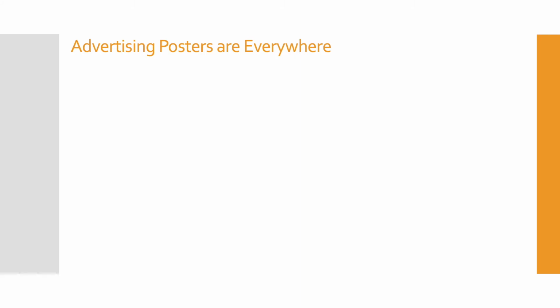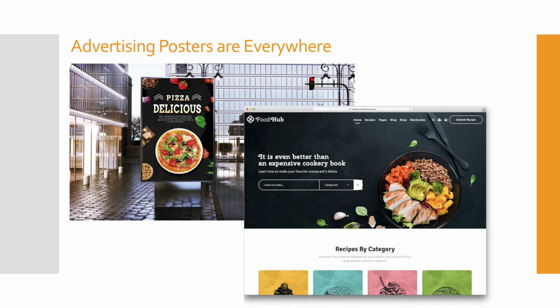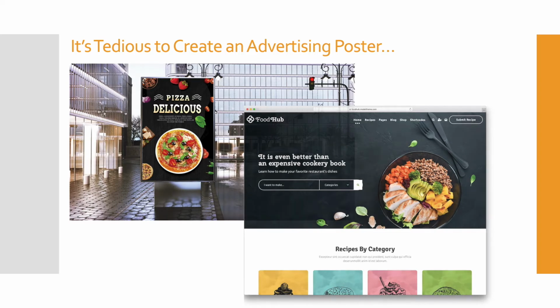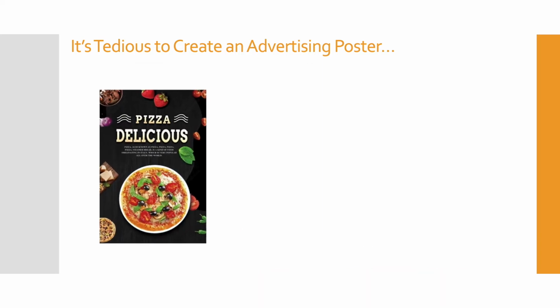Advertising posters are a form of information presentation that combines images and overlay text. They are commonly seen on the streets, metros, and web pages. Designing and creating an attractive advertising poster can take a lot of effort. Take this pizza poster for example.